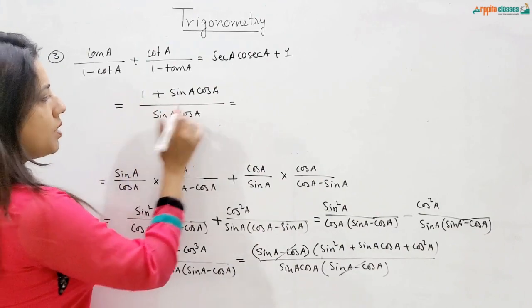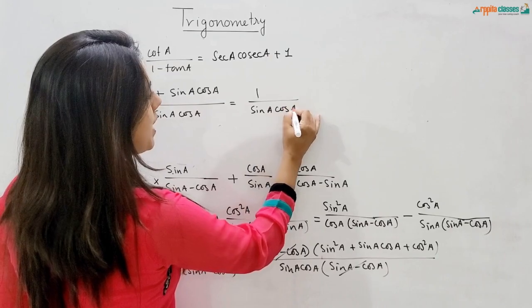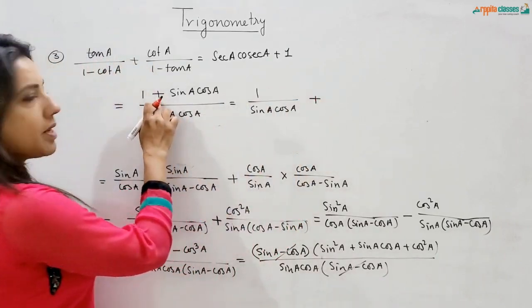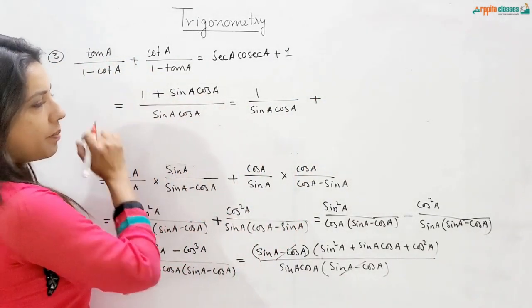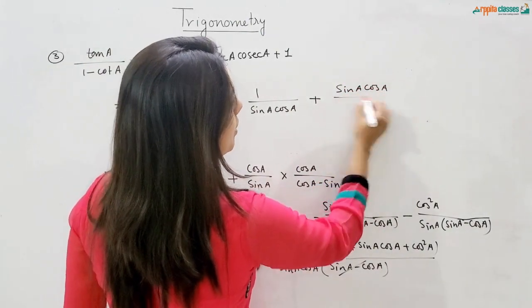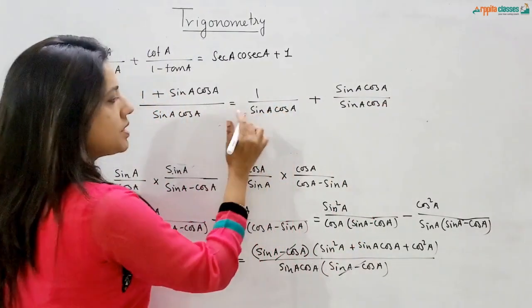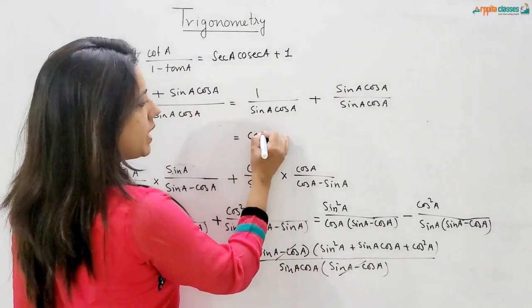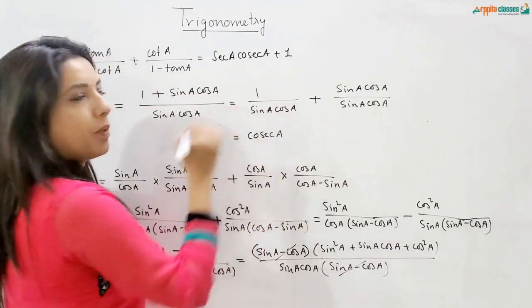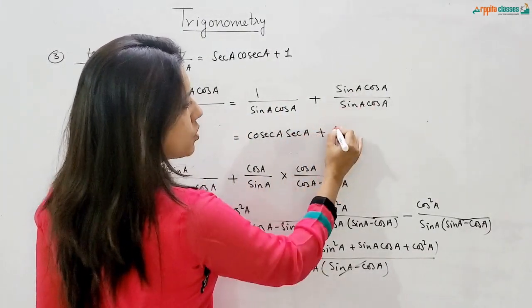I'll do 1 upon sin a cos a once. First term I'll write as 1 upon sin a cos a. In between I'll write plus, and then sin a cos a upon sin a cos a. So I split it up. Sin a cos a upon sin a cos a. Now 1 upon sin a will give me cosec a. 1 upon cos a will give me sec a, plus this is 1.